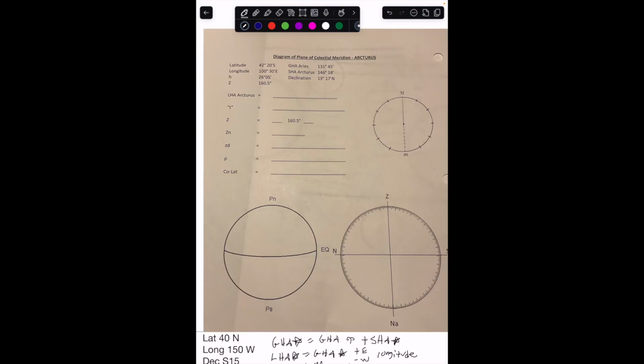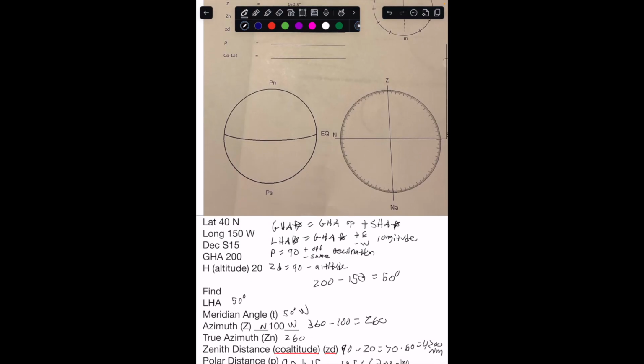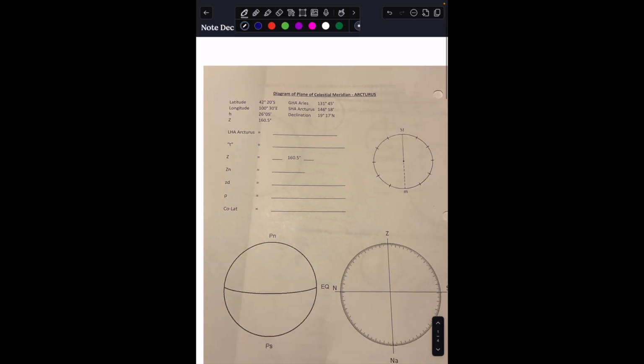Using the same formulas from earlier, let's figure out what the LHA of Arcturus is. First of all, we have to figure out what the GHA of Arcturus is, because it doesn't tell us that, but it tells us GHA of Aries and SHA. And from there, we can figure out what LHA is. The GHA of the body is the GHA of Aries plus the SHA of the star. So 131 degrees, 45 minutes, plus 146 degrees, 18 minutes. That's 278 degrees, 3 minutes. So that is the GHA of Arcturus.